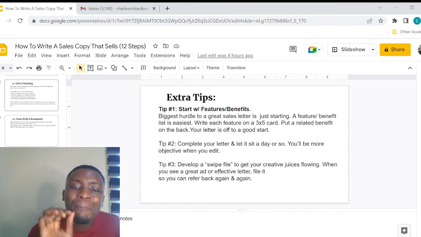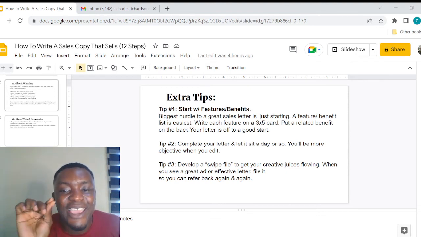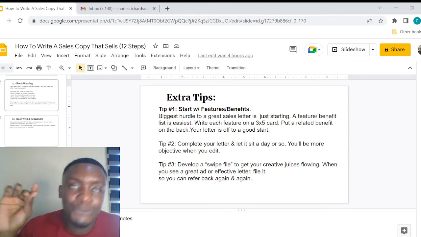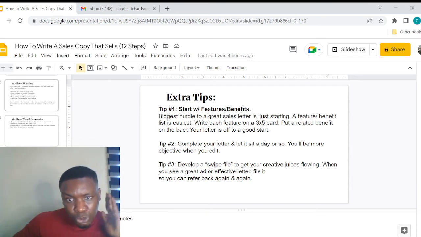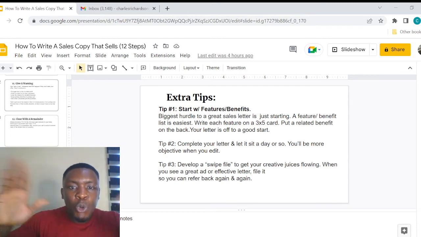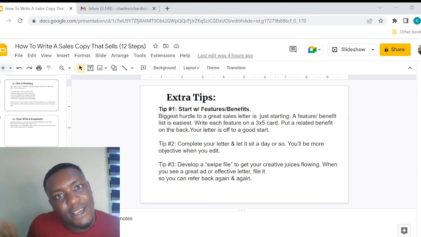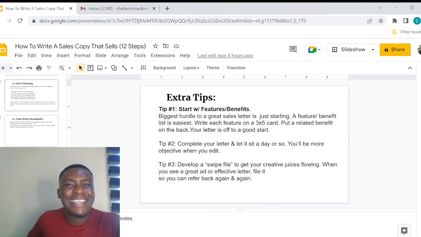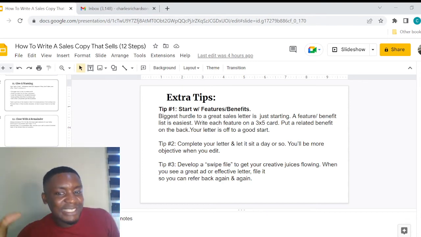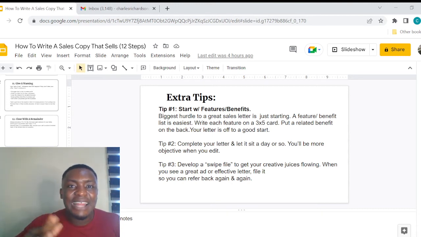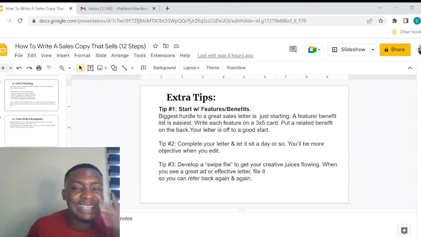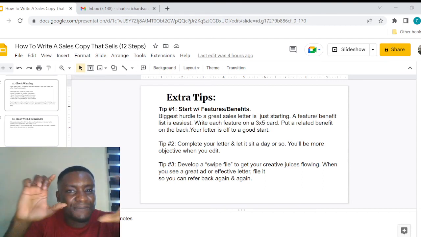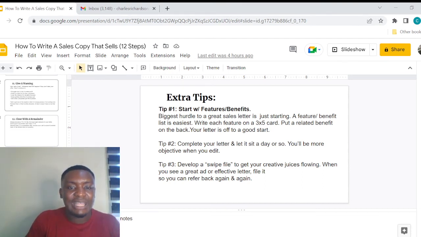Tip two, complete your letter and let it sit a day or two. You will be more objective when you edit, because when you are writing your sales letter, you are in the mood, you are writing back to back. Allow your sales letter to sit for one day so that you can go through it again objectively, edit and add. You'll notice that when you look at your sales letter a day or two after writing it, you are more objective.